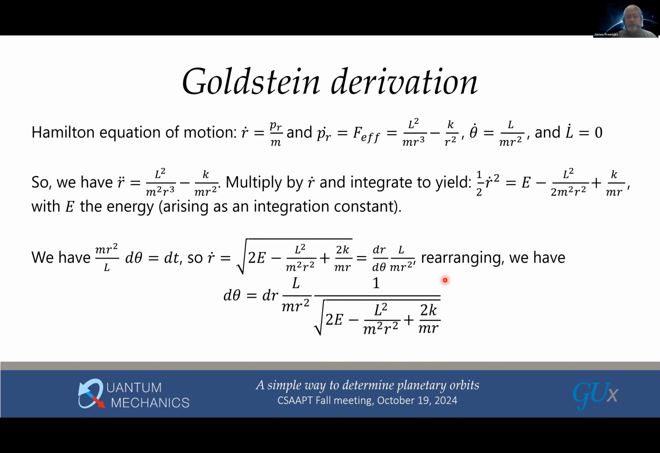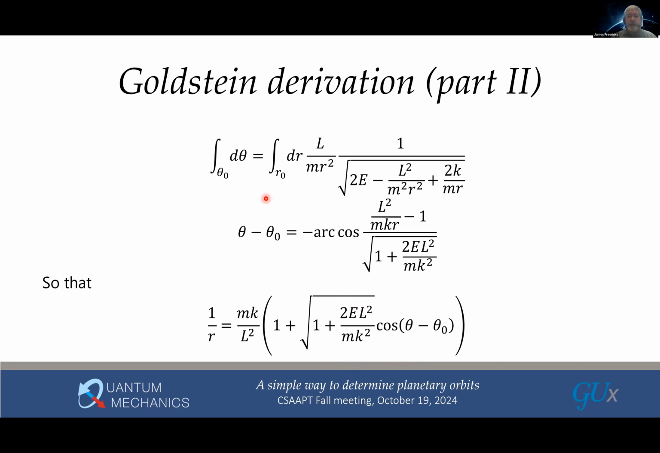d theta is dr times what is now a function of r. And while it looks like this is a mess, this is actually something that can be integrated. So we then go ahead and integrate it. On the left-hand side, that will just become theta minus the initial angle. On the right-hand side, as I said, you have to look up an integral table, but it is minus the arc cosine of this mess. You then take the cosine of both sides and do some rearranging, and you find 1 over r is equal to m k over L squared, 1 plus this constant times the cosine of theta minus theta naught. And this kind of expression, 1 over r is a plus b times cosine, is the equation of an ellipse with the origin placed at one of the foci of the ellipse.